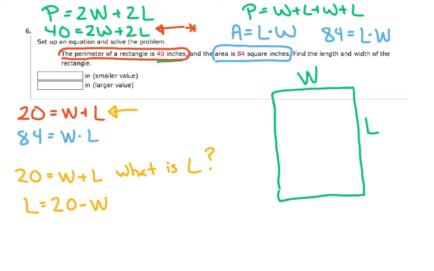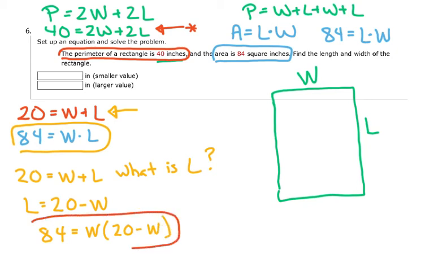So now how does this help me? I can plug that into here. So 84 equals W times 20 minus W. Now we have an equation that we know how to solve. So let's see what we can do with this. 84 equals 20W minus W squared. This is a quadratic equation.